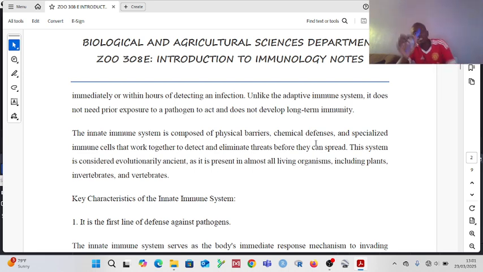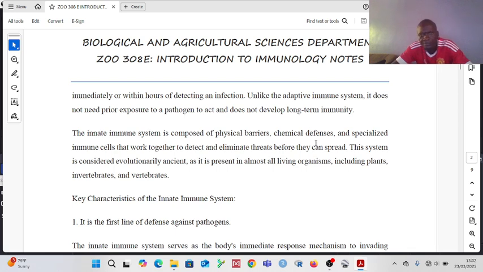So the innate immune system is made up of largely physical barriers, chemical defenses, and specialized immune cells. All these, they work together to detect and eliminate invaders or threats before these threats can spread.